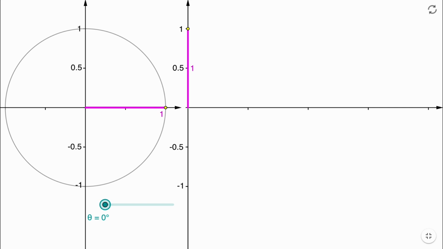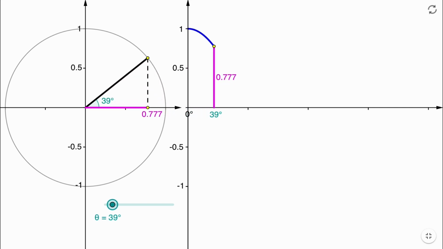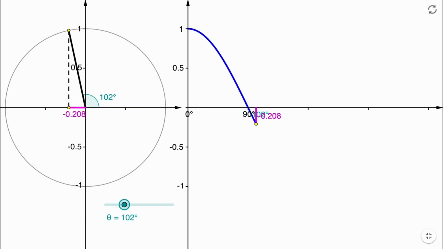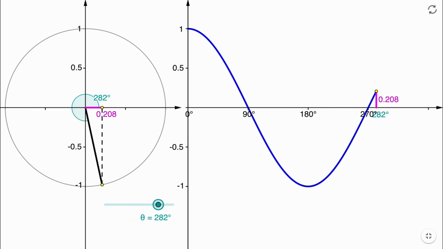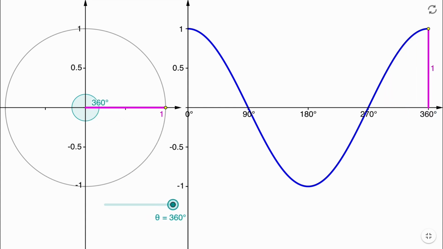So one full revolution of the circle traces out a graph that starts at 1, comes down to -1, back up through 0 and up to +1.